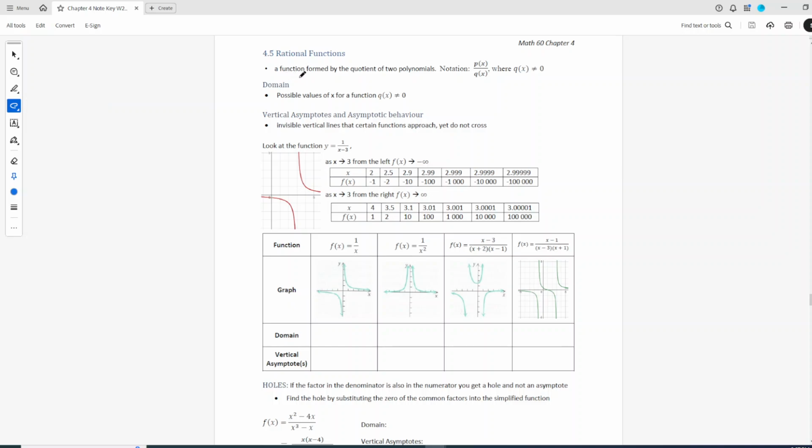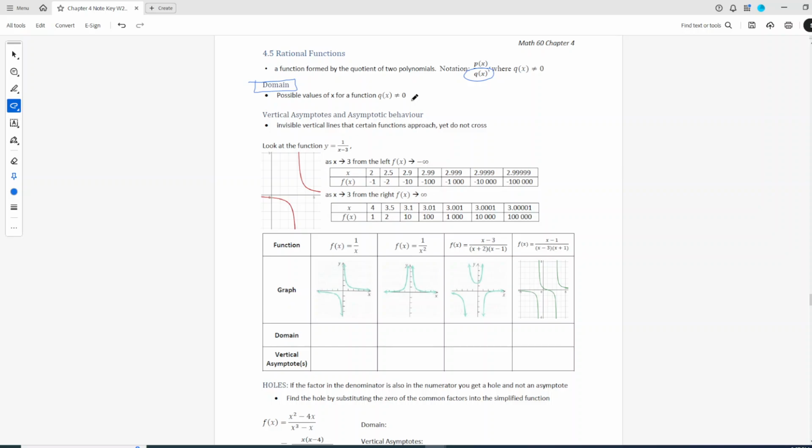So it says here a function formed by the quotient of two polynomials, but specifically we're going to have this polynomial in the denominator. And anytime you put an x in a denominator, you have to be really careful that that value of x doesn't make the denominator equal to zero. So whenever we're talking about a rational function, we have to talk about their domain. The domain is the possible values for x, and we're going to exclude things that would make the denominator equal to zero.